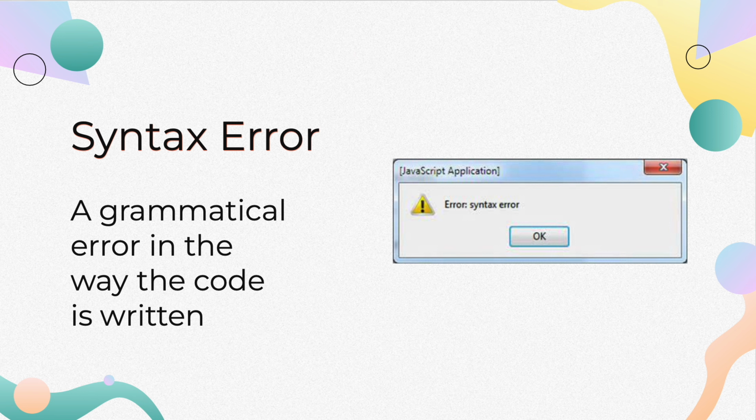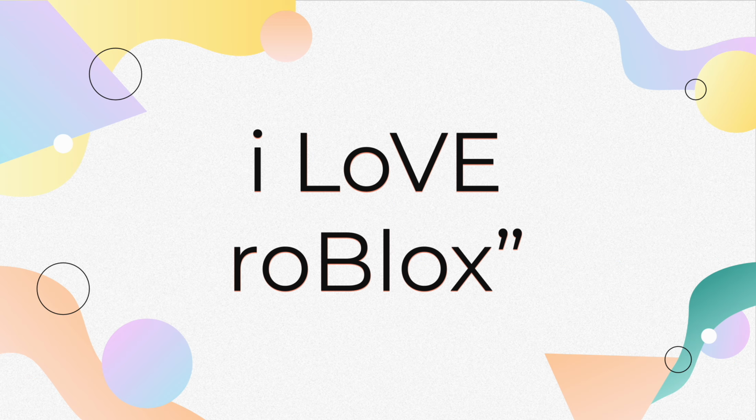There are three common types of errors in coding, such as syntax error, runtime error, and time limit error. Syntax error is a grammatical error in the way the code is written. Let's take a look at this sentence. I love Roblox. Don't you see something funny with the sentence? This is what we would call a syntax error in coding because there's so many things wrong with the sentence. For example, the V and E, where all the letters should be lowercase except the first I. And the Roblox should be capitalized with the R.